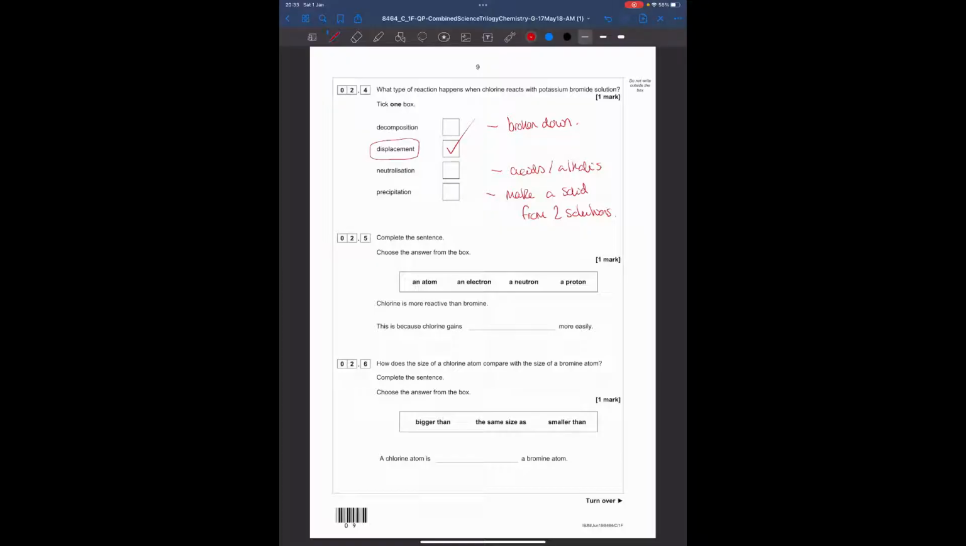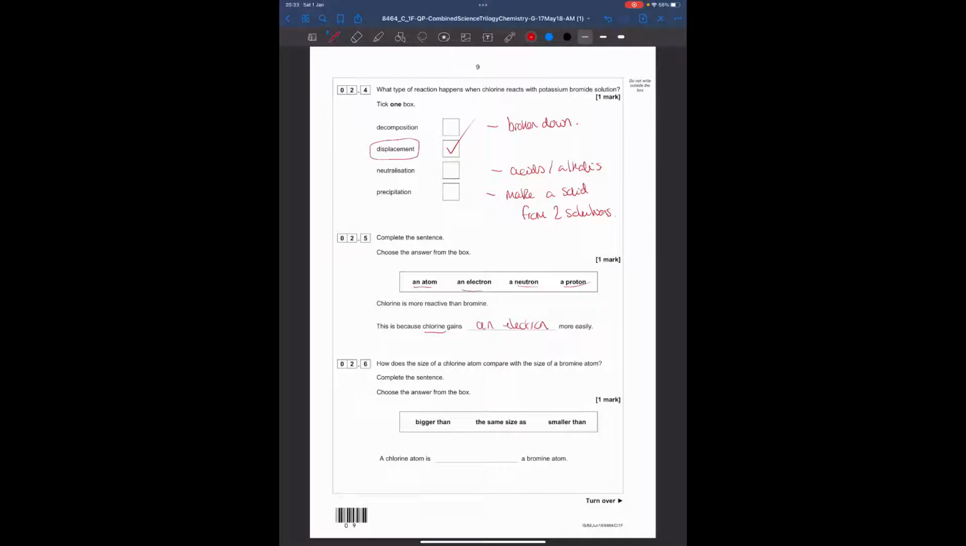Question 2.5 then, complete the sentence. Chlorine is more reactive than bromine. This is because chlorine gains blank more easily. So it's either an atom, an electron, a neutron, or a proton. Now we should know in chemical reactions, it's always the electrons that are getting either shared or being given or being taken. So it's because our chlorine is able to gain an electron more easily.